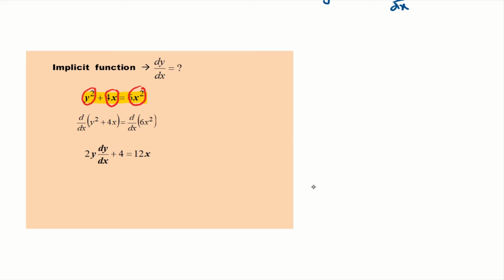And then we differentiate 4x, we get 4. Then we differentiate 6x squared, we get 12x. So here we have 3 terms. This is the first term, second term and third term. So we differentiate them one by one.